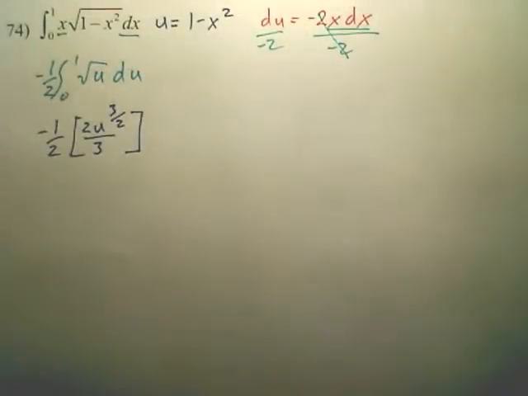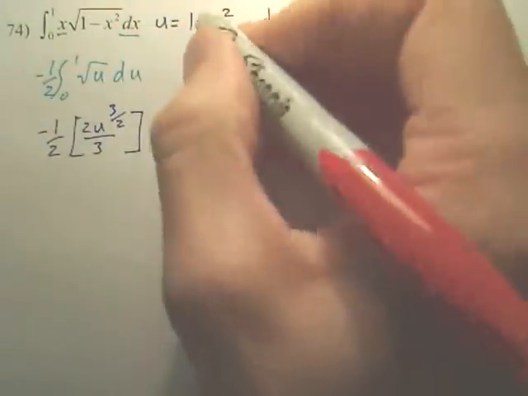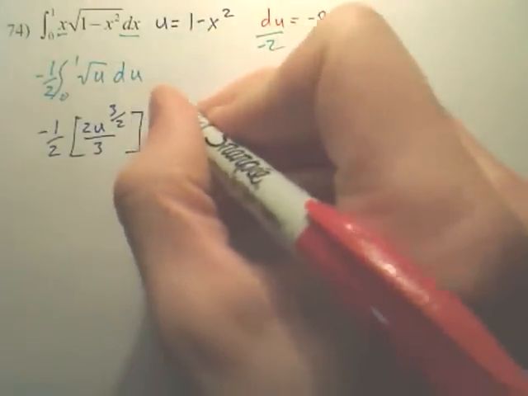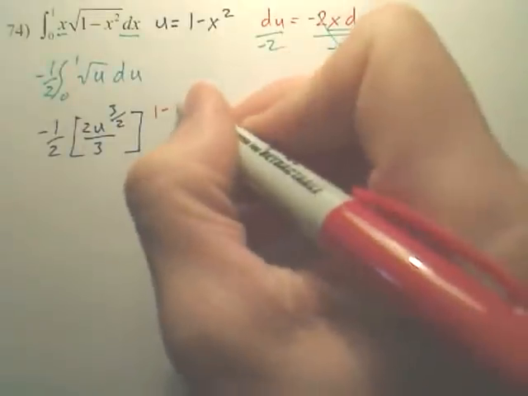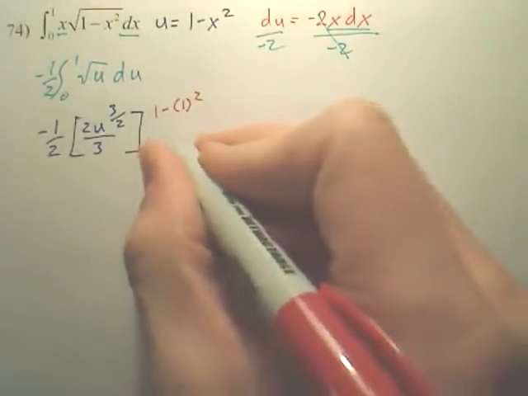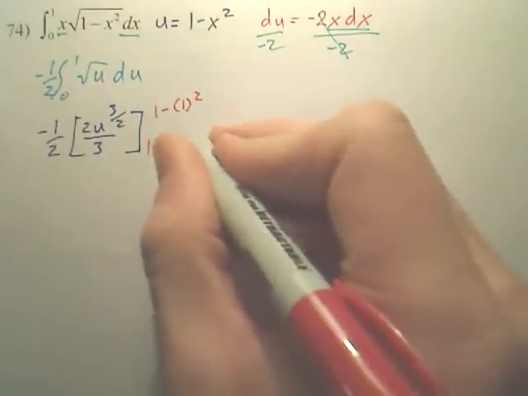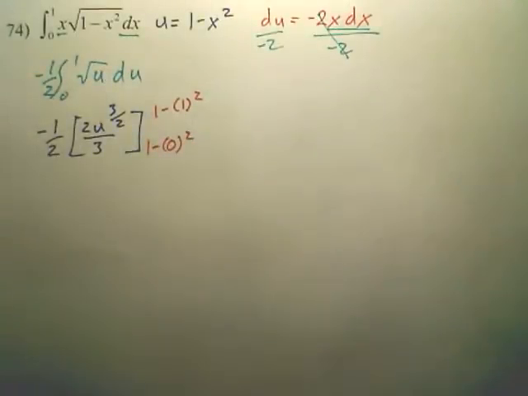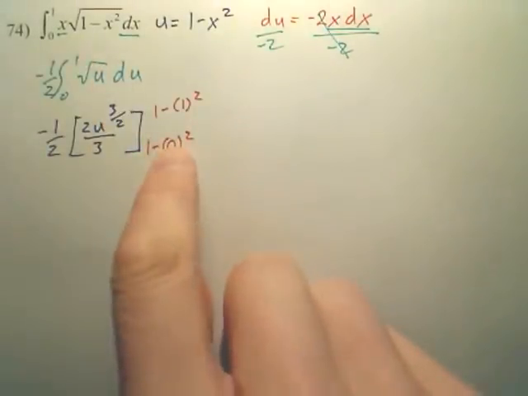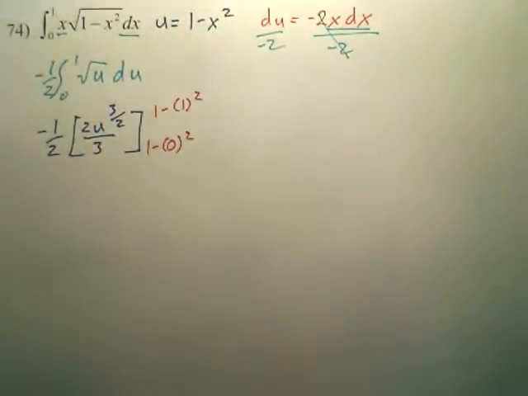And my interval, though, changes. My u is 1 minus x squared. So this one's going to be 1 minus, that's a 1. And this one, you plug in 0, so it's going to be 1 minus 0 squared. So if I leave it in terms of u, my interval was 0 to 1. Now I have to plug 0 and 1 into what u is to change my interval.